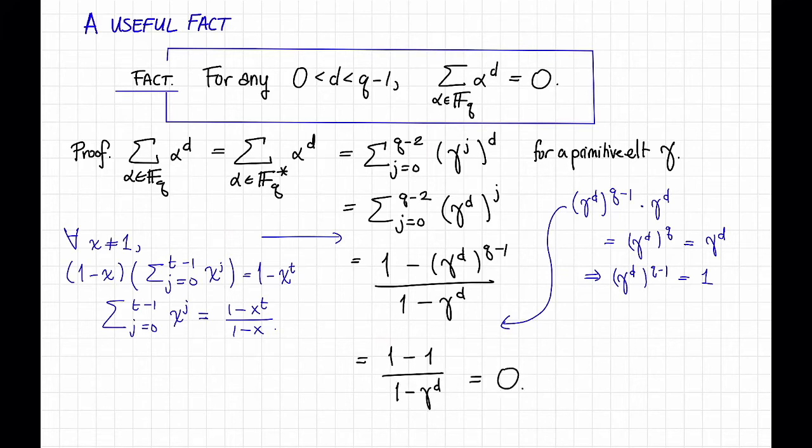Here, we're using the fact that gamma to the d is not equal to 1. And that follows since d is not equal to 0 or q minus 1. And as we just saw, gamma to the 0 or gamma to the q minus 1 are equal to 1. But for any d in between, we have to get all of the other elements, because gamma is a primitive element, so we're not going to get 1 that way. So this is 0 divided by something non-zero, and that's 0. So that proves this fact.